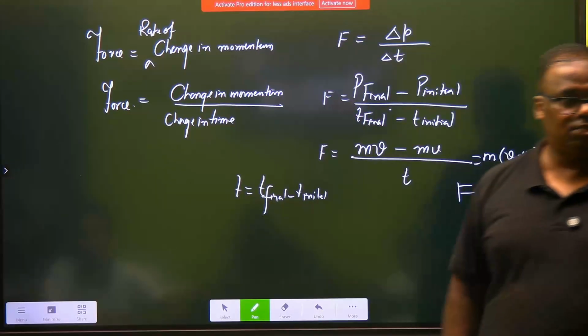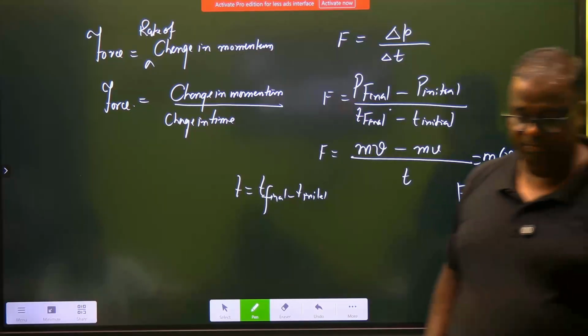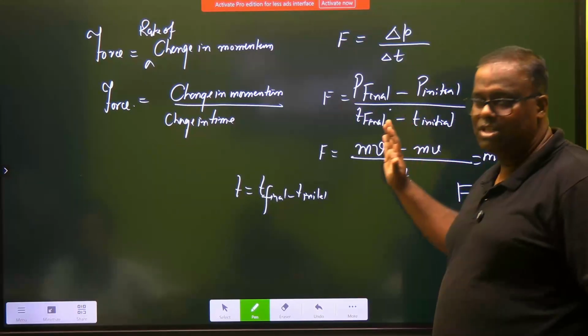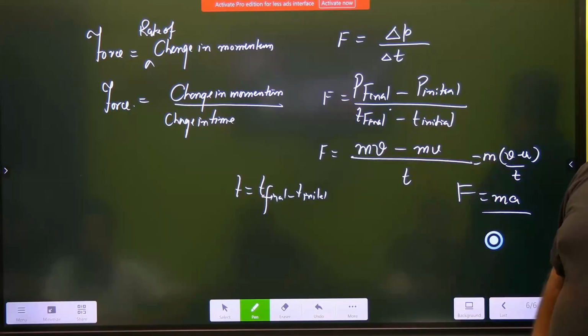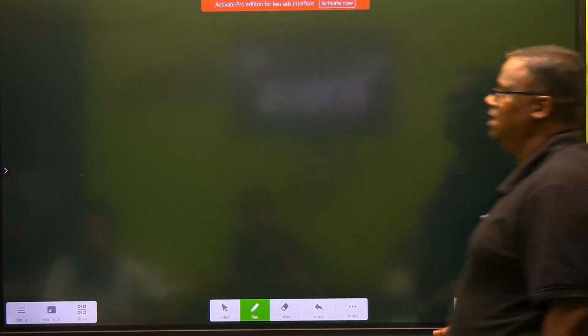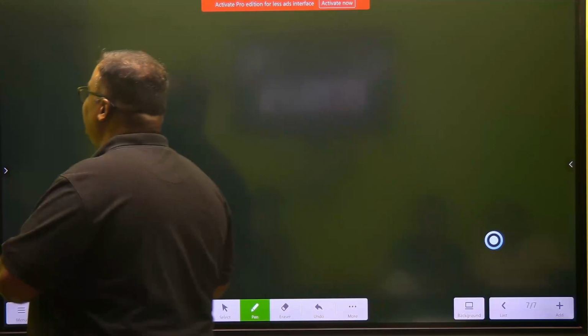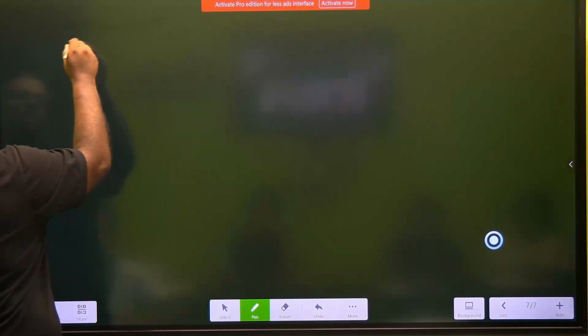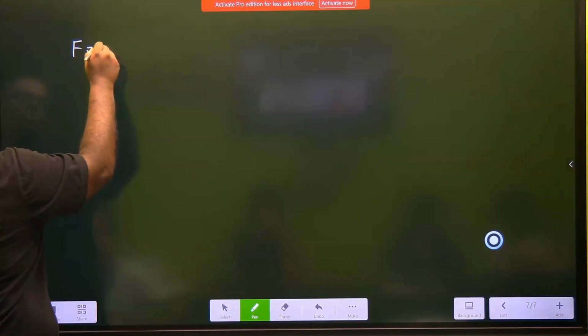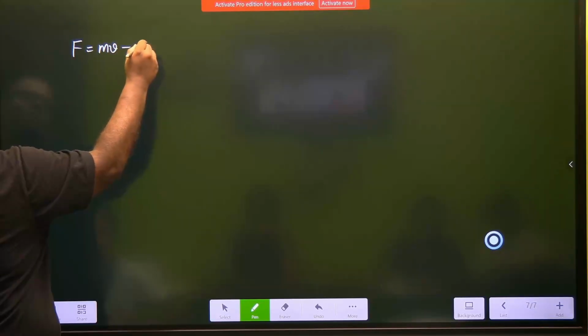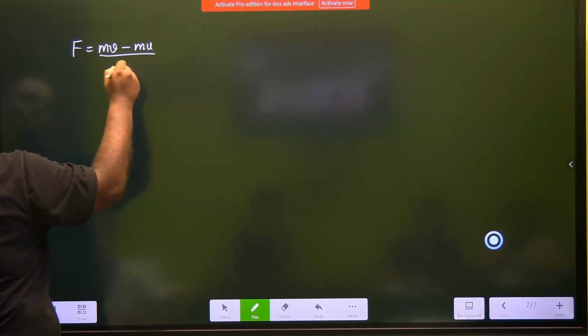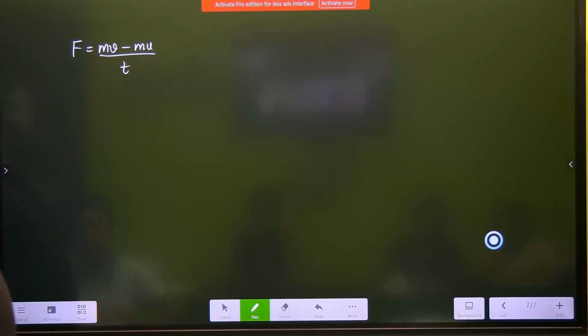Is this much understood? Clear? Okay. But this definition is actually not correct. Why is it not correct? Let us see. In grade 9, the way you studied, you did like this: force is equal to mv minus mu divided by t. Did you write this? You wrote this. My question is, who told you that the mass remains constant?